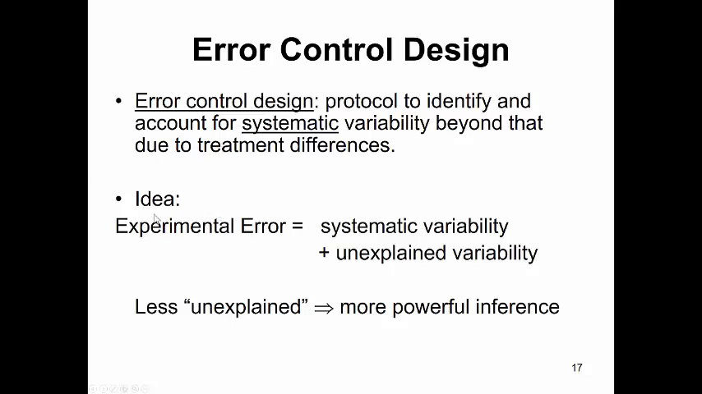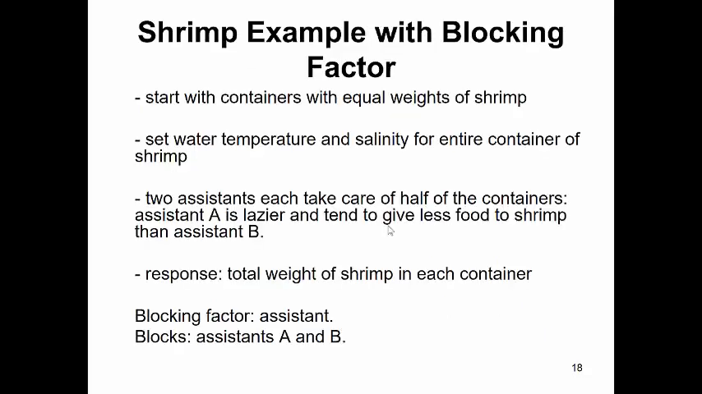And we're going to break up that experimental error into 2 different pieces. We have the systematic variability and the unexplained variability. Our goal is to get less unexplained variability because that's the background noise, and that makes for more powerful inference. Okay, so again, if we can explain more of this variability into the systematic component, then it makes for stronger inference and conclusions. So let's talk about one of the types of designs, which is blocking.